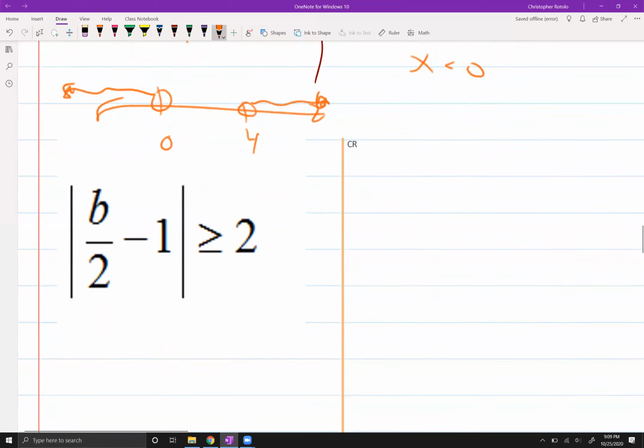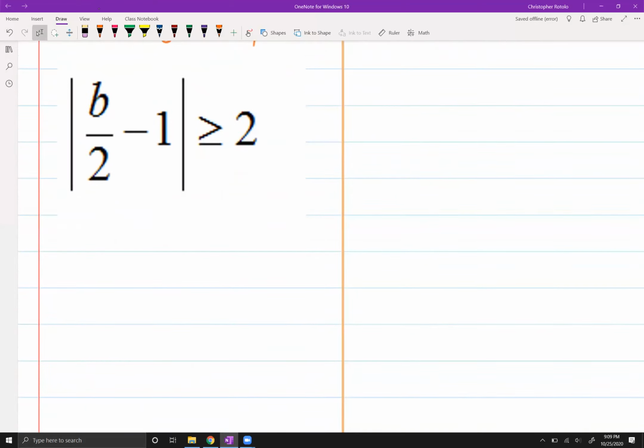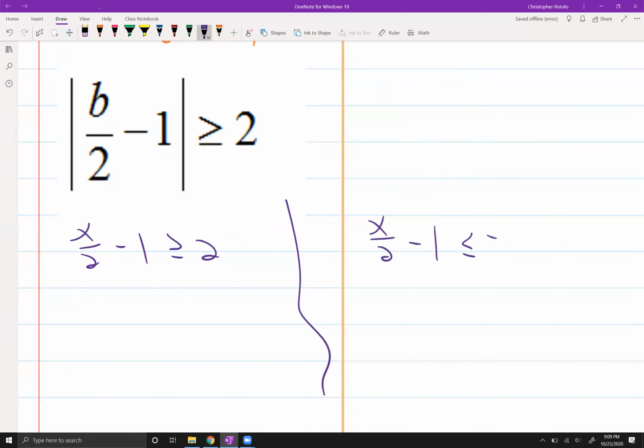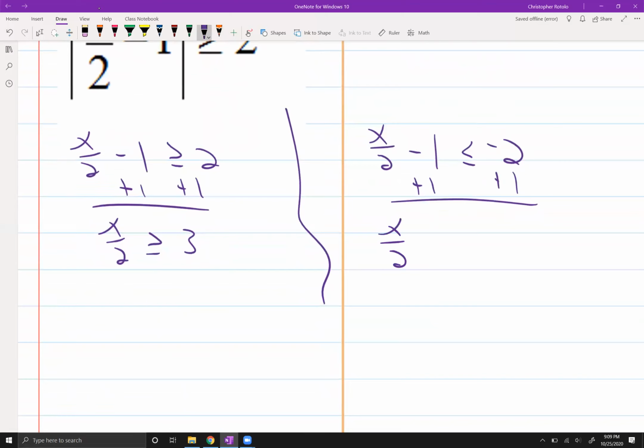Just to beef it up a little bit, I just want to review how do we solve when it has this x over 2. I think we're going to do good with that. So I'll just kind of work through some steps. Remember, x over 2 minus 1 is greater than or equal to 2. Second equation, x over 2 minus 1 is less than or equal to negative 2. And we're just going to keep solving here. So add 1 all over the place. So x over 2 is greater than or equal to 3. And x over 2 is less than or equal to negative 1.